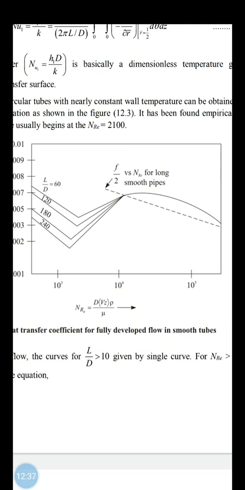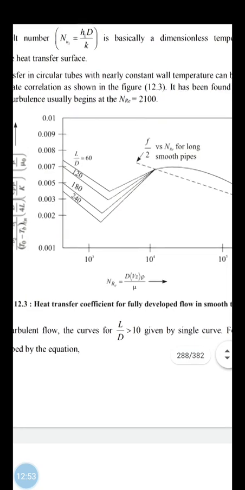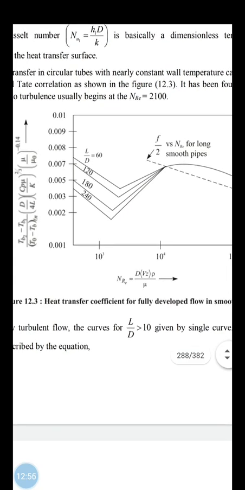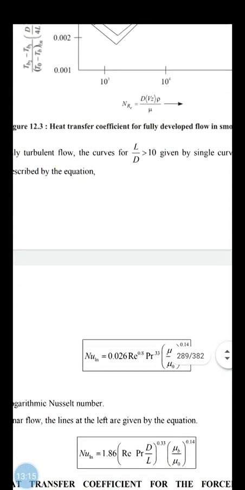The dotted line shows the curve for a smooth pipe, and these different curves show a different nature for the laminar flow as well as for the turbulent region. So this equation, this graph, can be used to find out the heat transfer coefficient if you know the Reynolds number and the L by D ratio. You can directly go to the y-axis and find out the temperature difference. From that you can find out the heat transfer coefficient.